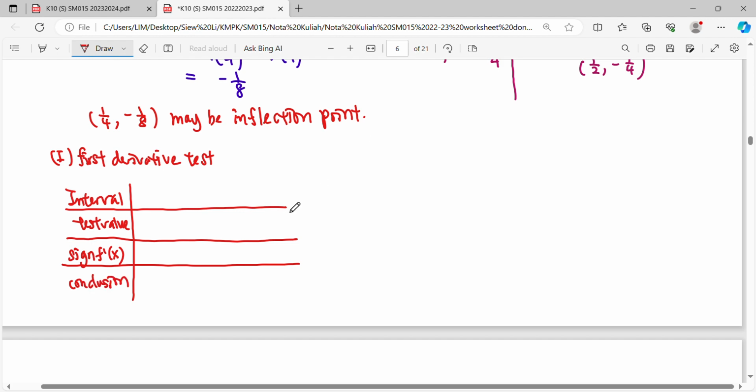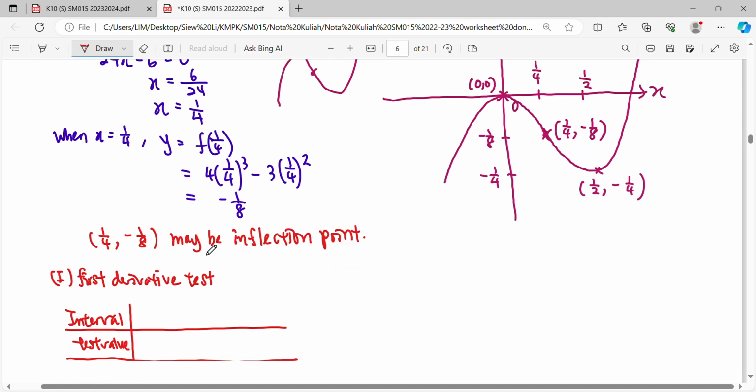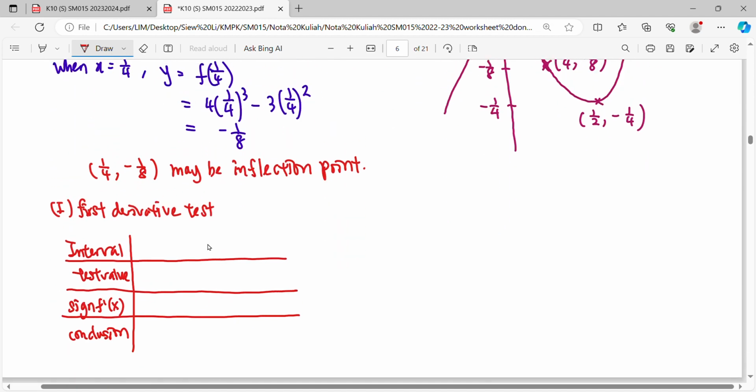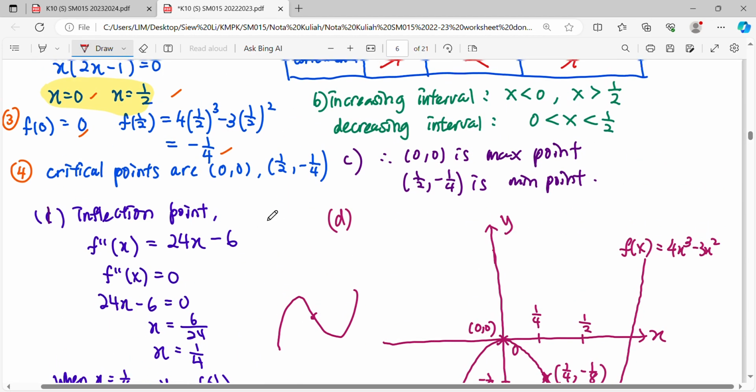Since our point is at x equals 1 over 4, the interval will be x less than 1 over 4. We want to see before this point and after this point, so x more than 1 over 4. For the test value less than 1 over 4, I put 0, and for more than 1 over 4, I can put 1, so that it is easy to calculate. Put into our first derivative.